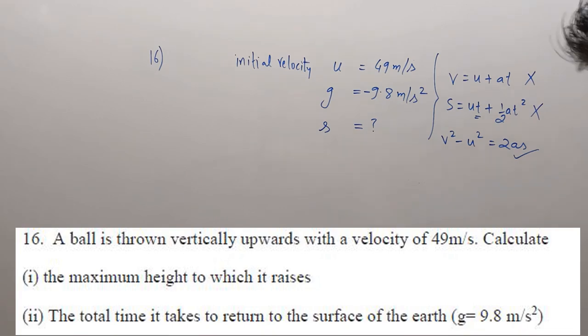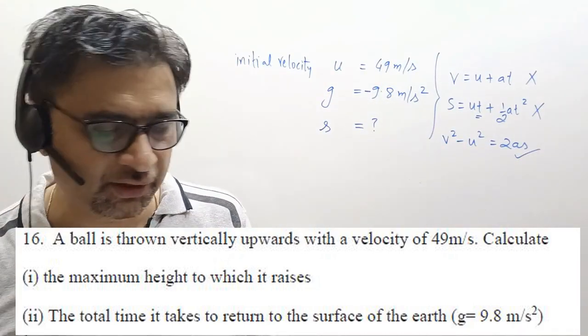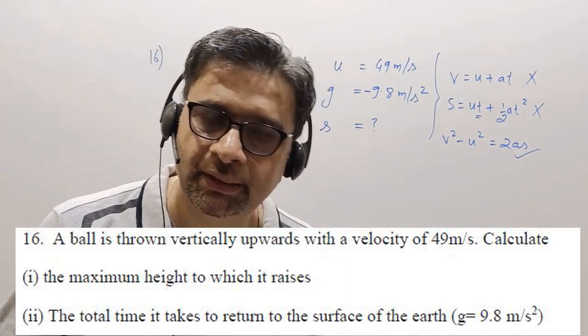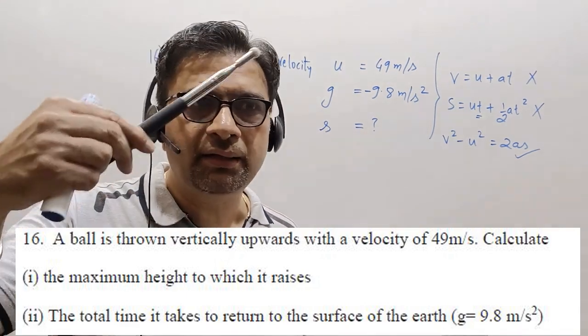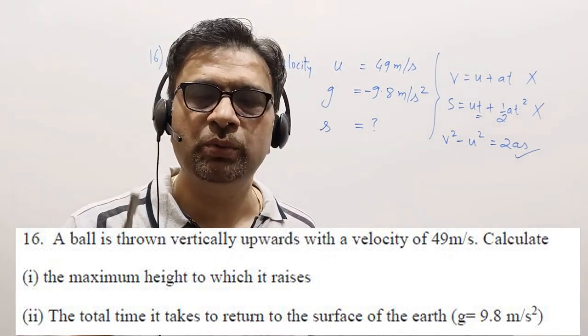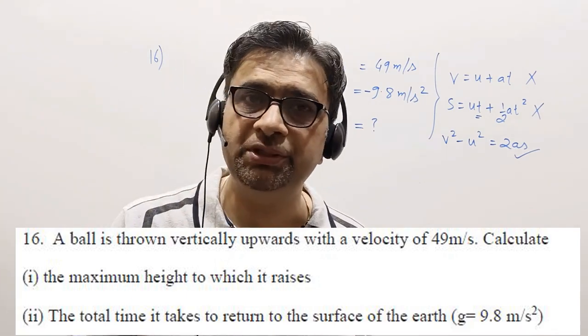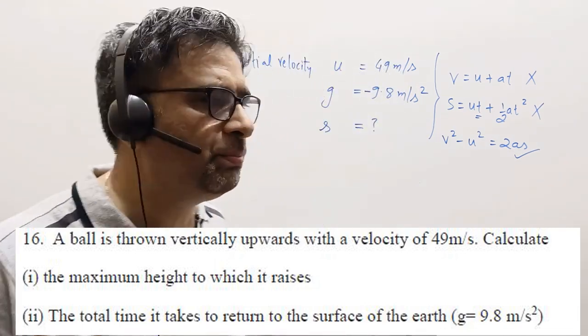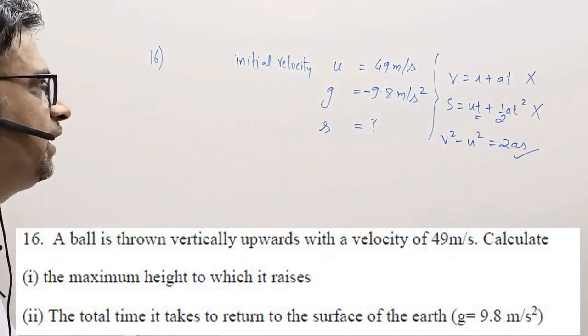Alright, so for question number 16, a ball is thrown vertically upwards with a velocity 49 meters per second. So in questions like this, don't read the entire question without making notes. You will end up wasting a lot of time, because you'll end up reaching square one without having made any notes. So just keep making note of all the information that we have.